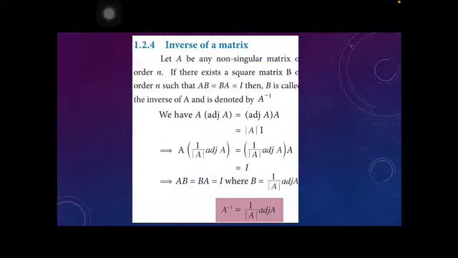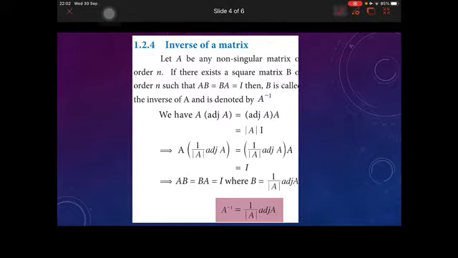Inverse of a matrix. For every non-singular matrix, we can find its inverse. It is denoted by A inverse. So A inverse is equal to 1 divided by determinant A, times adjoint A. Okay. So to find the inverse of a matrix, we should find the determinant value and the adjoint of the matrix.